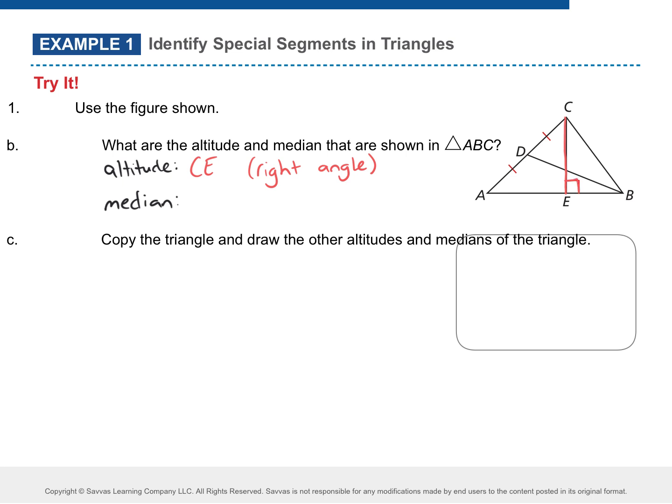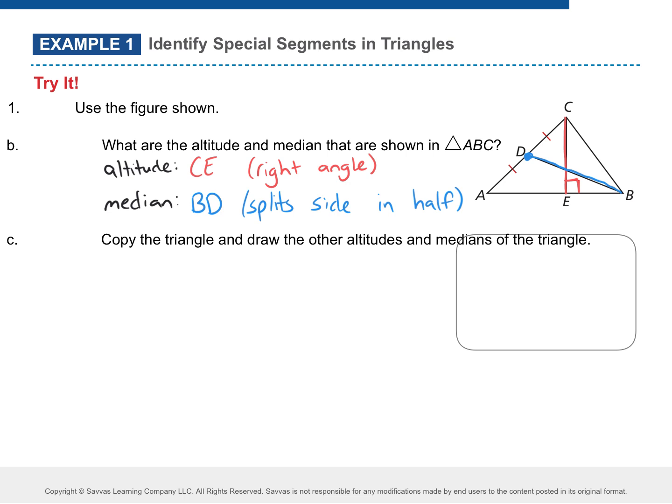Okay, so what is the median? BD. Can you also say DB? Yes. Okay, it does not matter the way you write it. What gave it away that BD was the median? Splits the side in half, right? Okay, so BD right here is the median. What is the midpoint of AC? D, right? Yep.